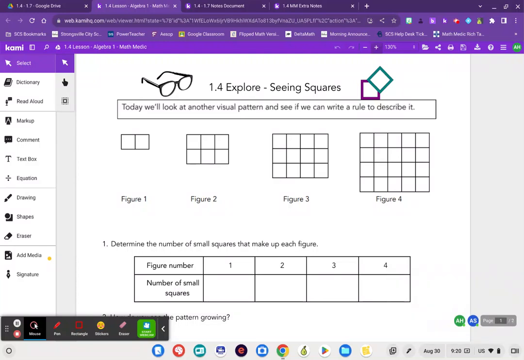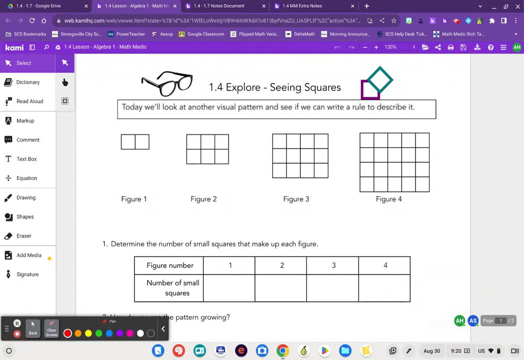This is the activity that we did in our groups at the board. And so we're looking at patterns, and we're going to see if we can write some rule to describe how to find, in this case, how many squares would be in the 10th figure or the 100th figure. So let's take a look.